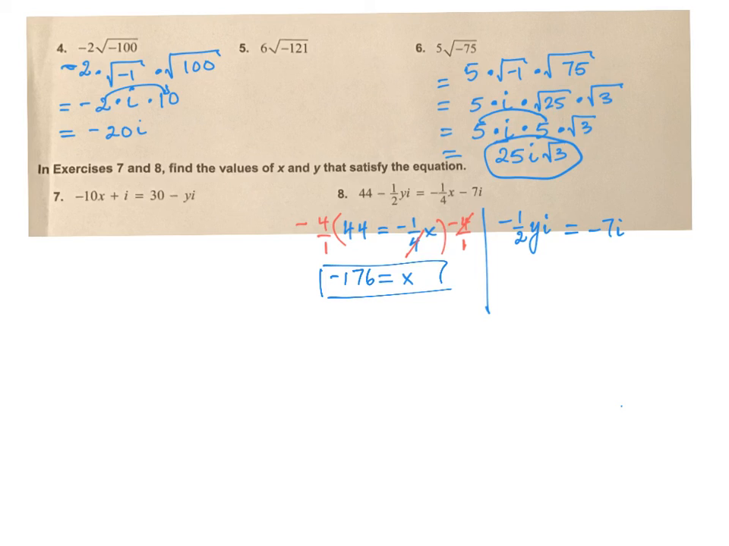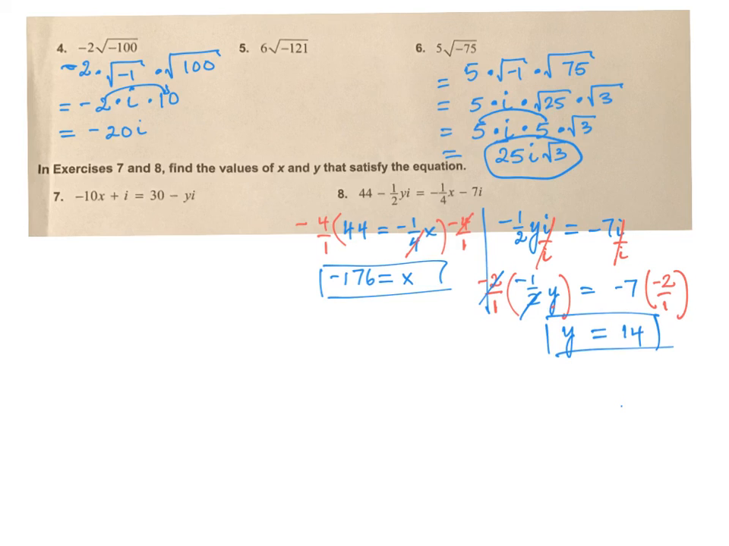To get the value for y, I can divide both sides by i, because both sides have i, so I can divide by i to cancel the i. So now I have negative 1/2 y equals negative 7. And in order to isolate y by itself, I'm solving for y, so I can multiply both sides by the reciprocal, which is negative 2 over 1. Negative 2 over 1 multiplied to the right-hand side. Now I can cancel the 2 with the denominator 2, and a negative times a negative is a positive. So y equals negative 7 times negative 2 is 14, and y equals 14.